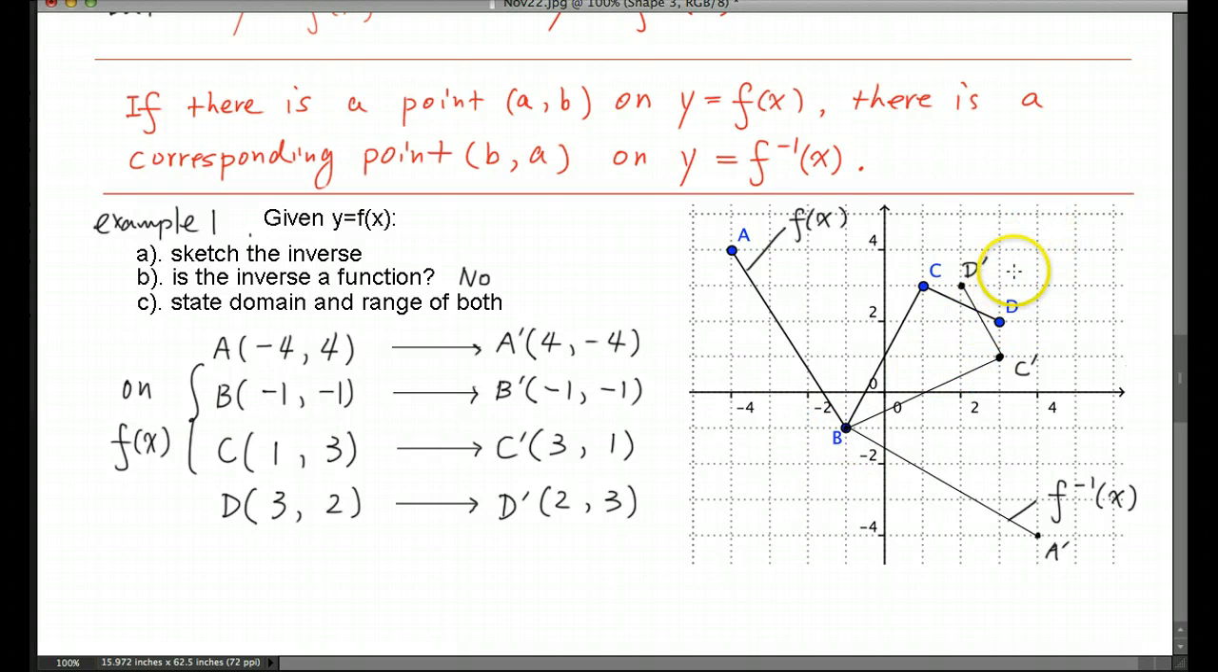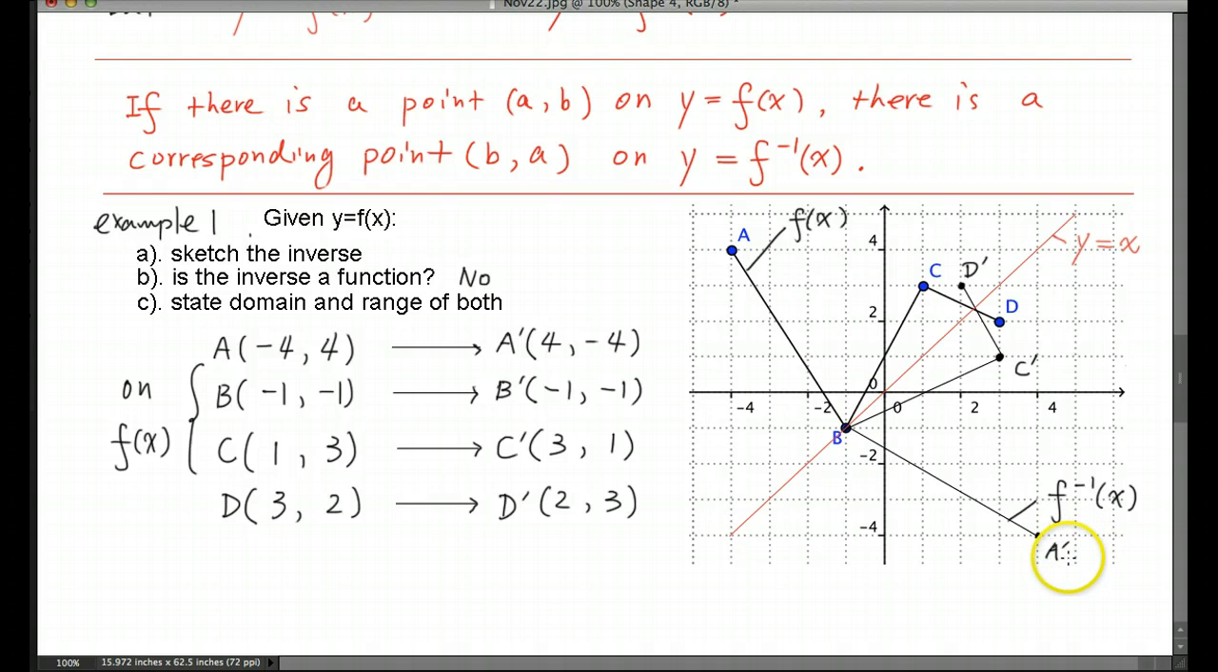Okay, and another thing about this inverse is that if you draw a line from here, going through this, this line is y equals x, right? Now you can see all the points are symmetrical about this line. So A is symmetrical about this line to A prime, right?